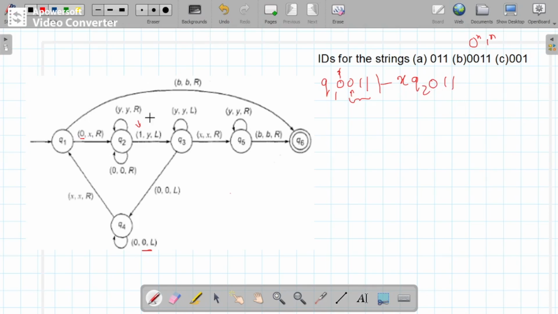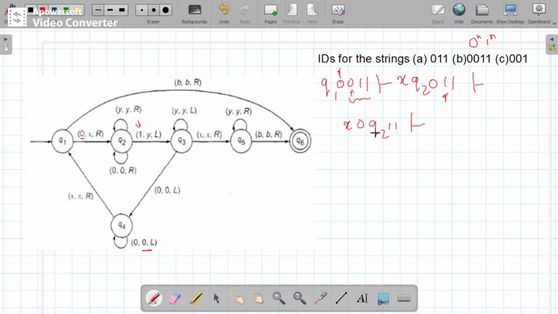Okay, q2 on 0 goes to itself. So 0 will not be changed, 0 will be replaced by 0 itself, but it is taking a right move. So the next character needs to be this. Currently the read write head is here, so next time it should be here. That means q2 on 0 goes to q2, so that should come before this. So x 0 q2 1 1.